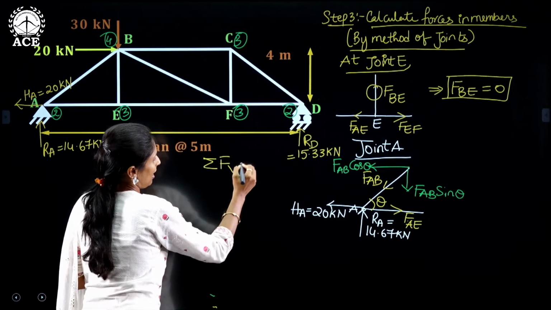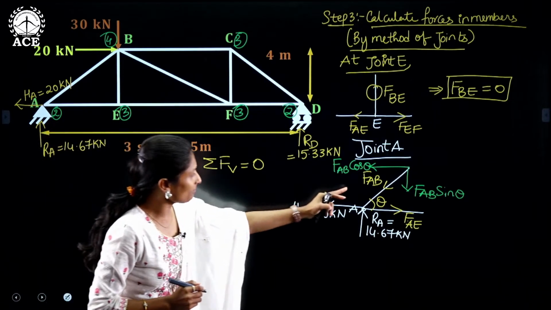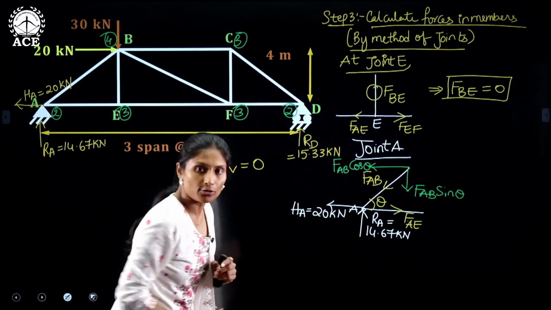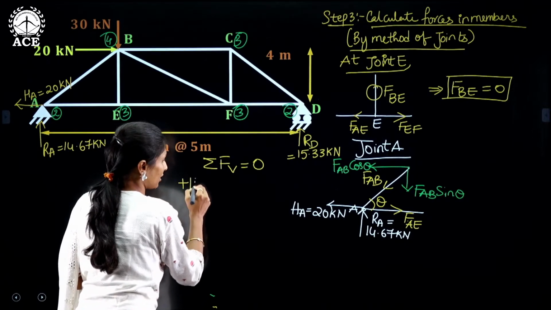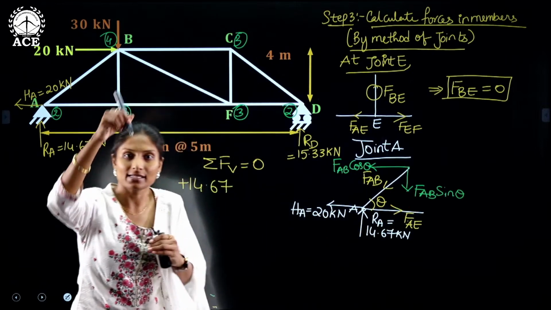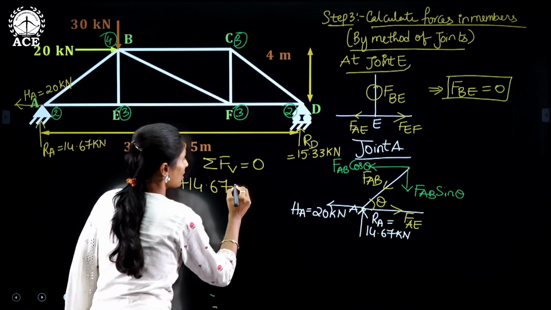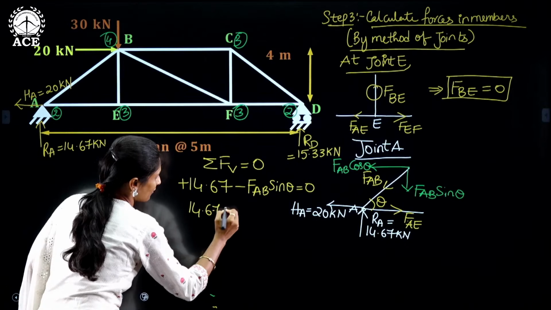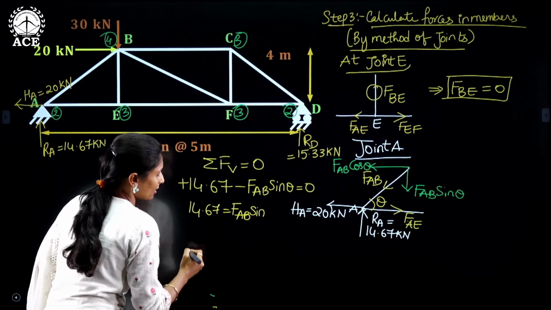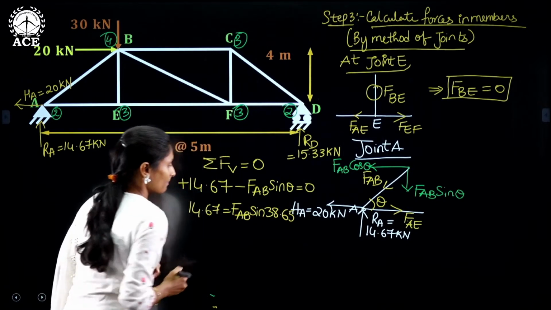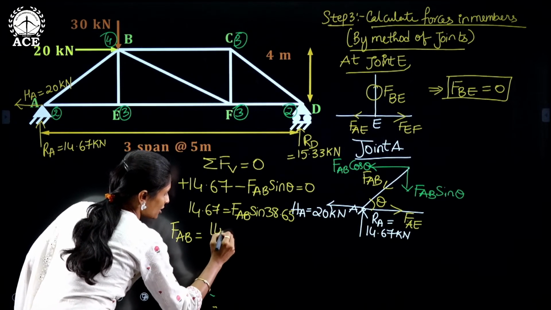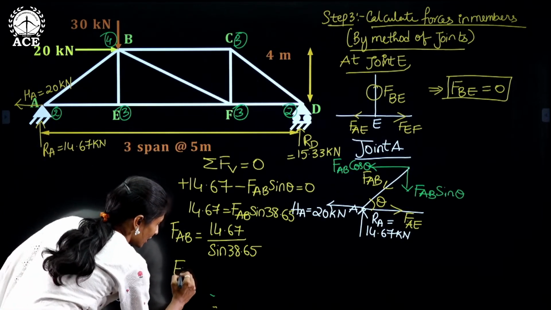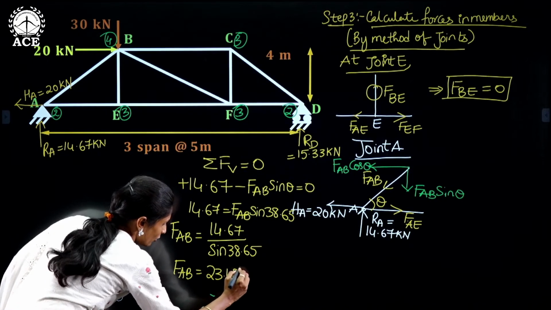Let us apply sigma FV equals 0. There are two vertical forces, 14.67 and FAB sine theta. 14.67 kilonewtons is acting upward, so that is positive according to our sign convention, whereas FAB sine theta is acting downwards, which we consider negative. So 14.67 minus FAB sine theta equals 0. So 14.67 equals FAB sine 38.65. FAB can be written as 14.67 divided by sine 38.65. If you solve it in your calculator, you will get FAB as 23.48 kilonewtons.